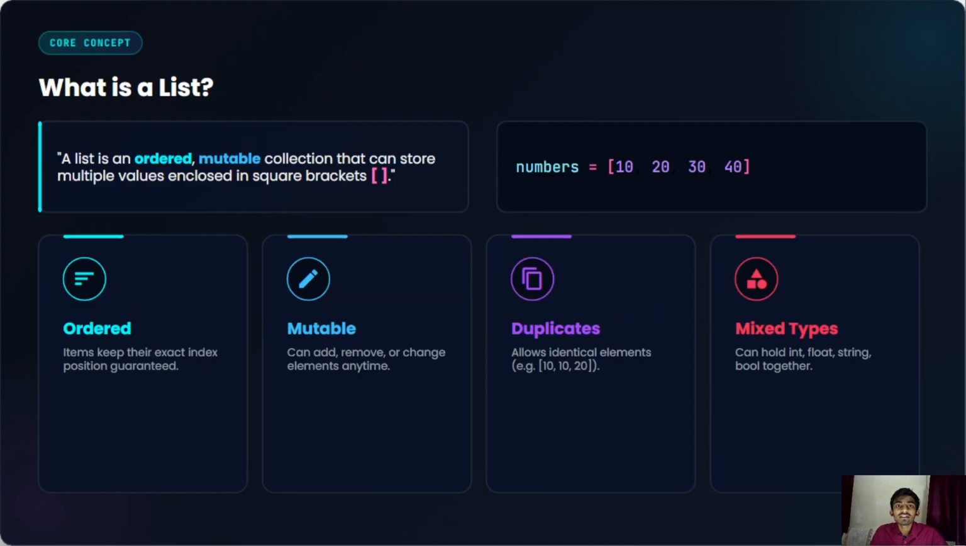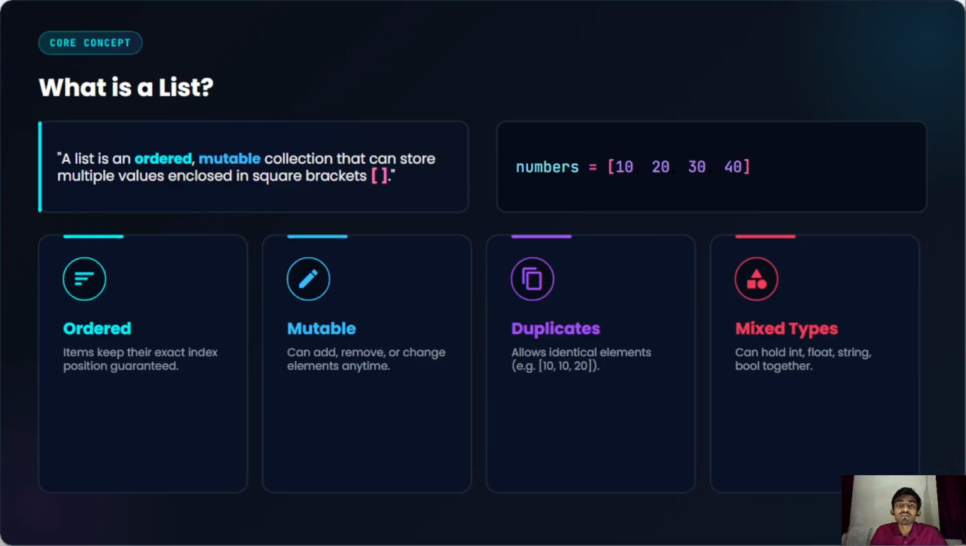Now, let's define what a list is. A list is an ordered, mutable collection that stores multiple values inside square brackets. That sounds technical. Let's understand it in very easy words. The first word is ordered. Ordered means every item keeps its position. So if I have defined here 10, 20, 30, and 40, their locations will not change. 10 will always be at the first position, 20 second, 30 third, and 40 fourth. Python remembers their order, and the positions do not change unless we change them ourselves.